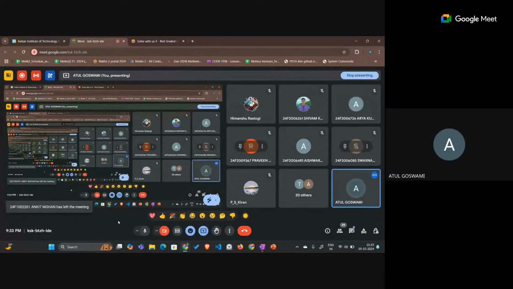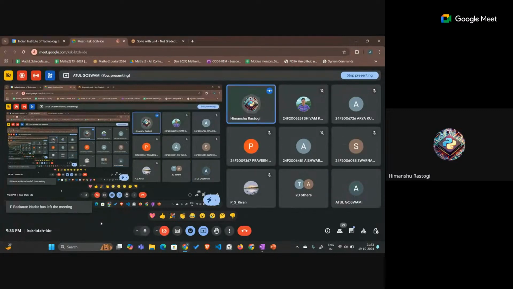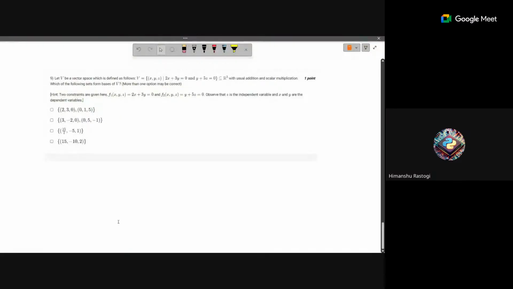Okay, so let's discuss. Anyone want more time? I am not getting the question. I'm not getting the concept. Okay, I'm explaining the question. The question says these are the two conditions that should be satisfied by the point x, y, z, and the collection of such points forms this vector space. So, what are these points?